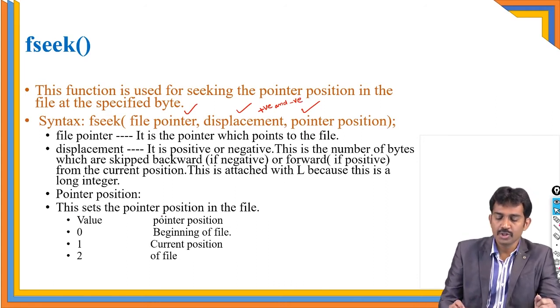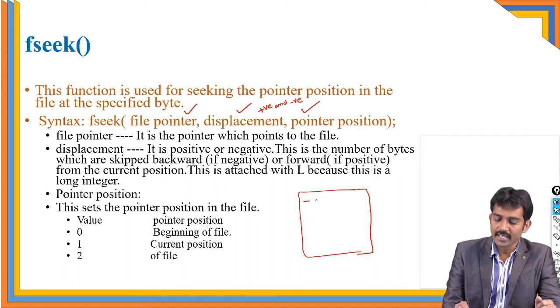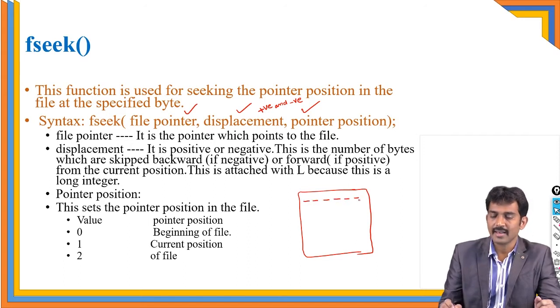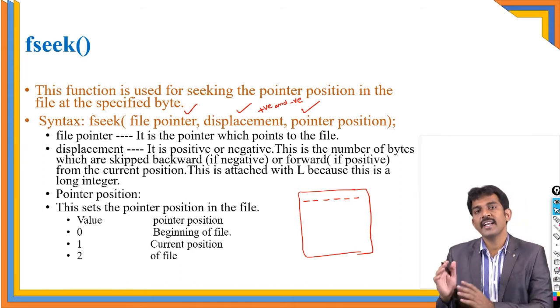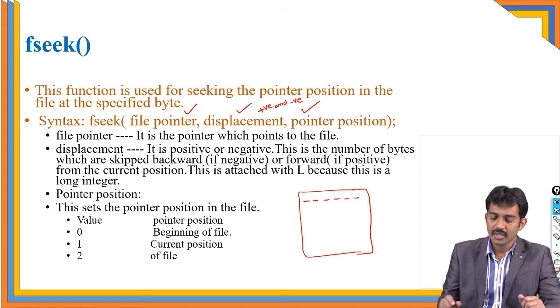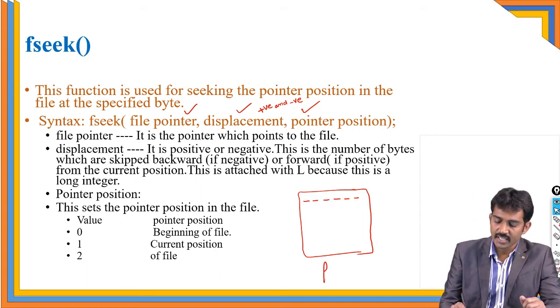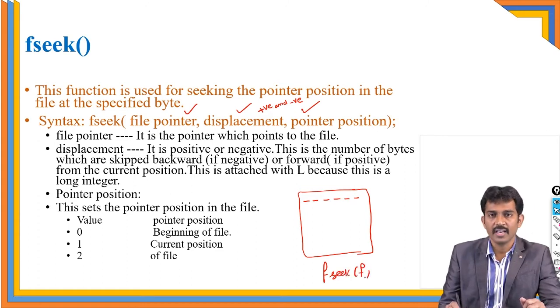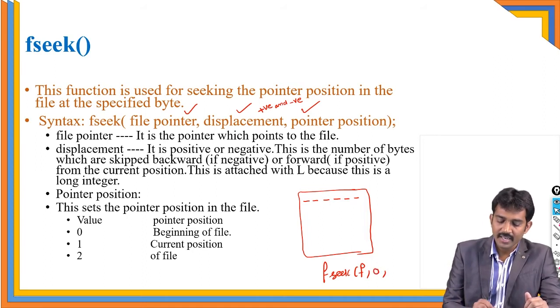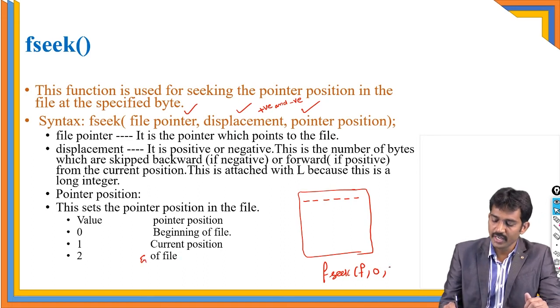For example, consider this is your file, and you have some characters: 1, 2, 3, 4, 5, 6. Initially, if you want to place your cursor at the ending position, you just use fseek of f, where f is the file name. To place it at the last position, just use a 0 and this is the end of the file, means you use a 2 here, then the cursor is placed at this position.